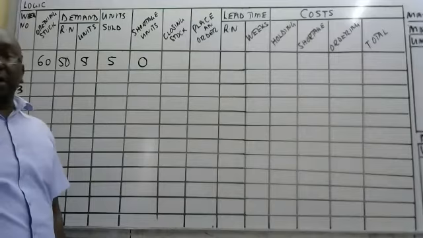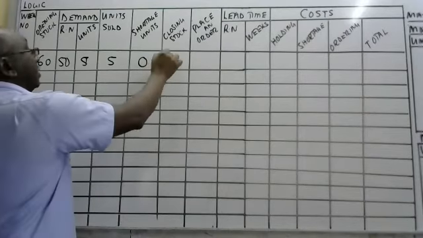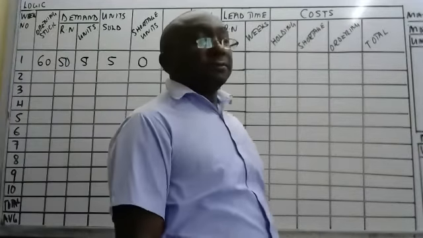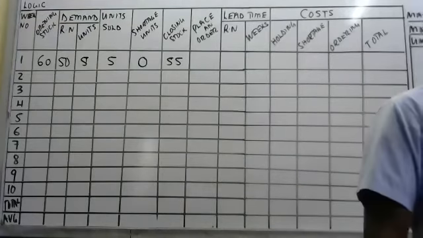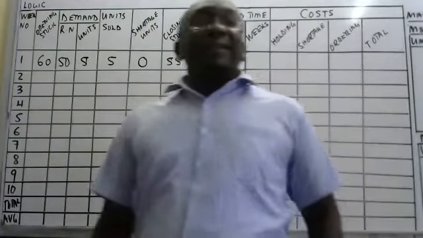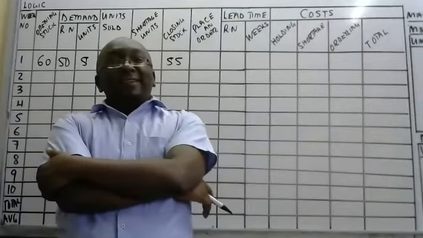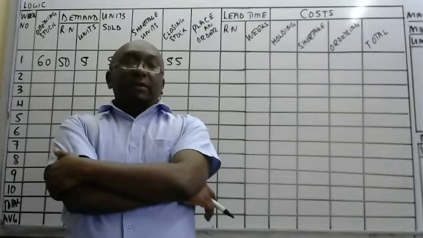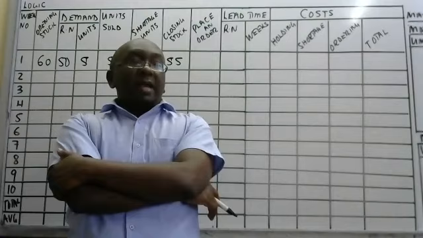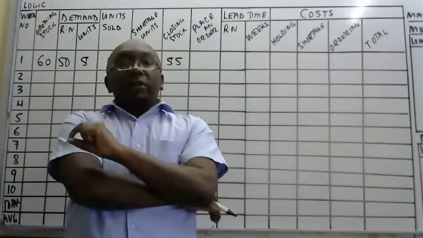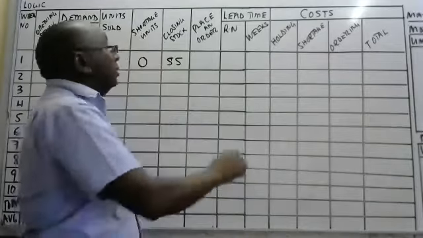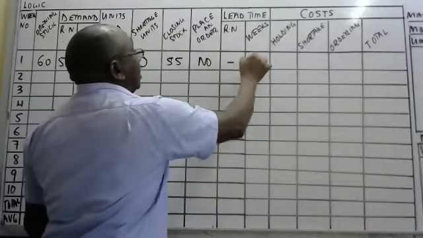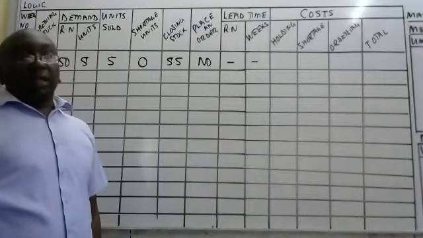So at the end of the day, he closes with how many units? 55. Does he require to place an order? No. Why? The reorder point. The reorder point is the point at which you place an order. See there? It is how many units? 40. That means when you hit 40, that's when you place an order. So we are not yet 40. So we say no. When you say no, there is nothing here in the lead time.